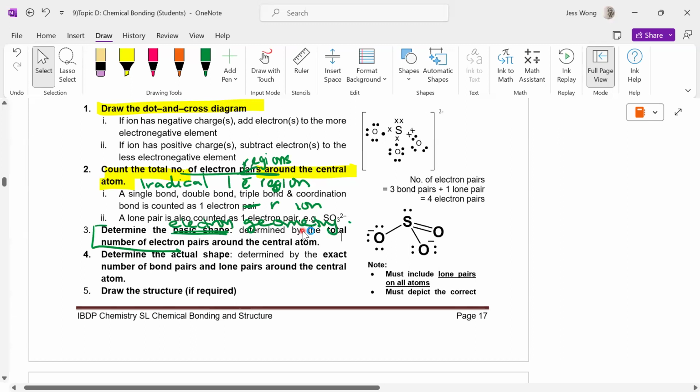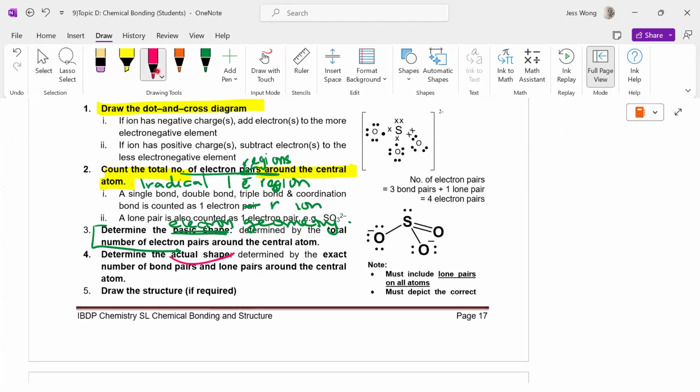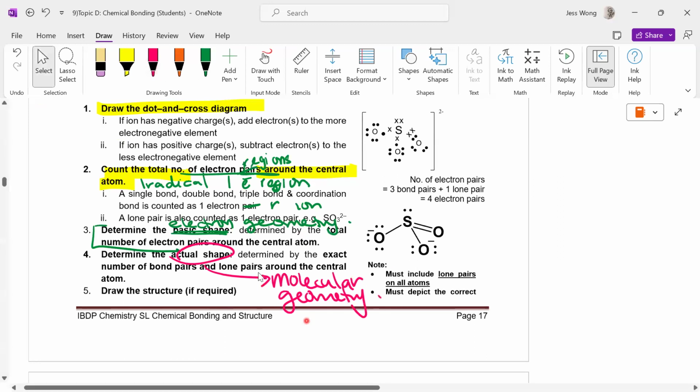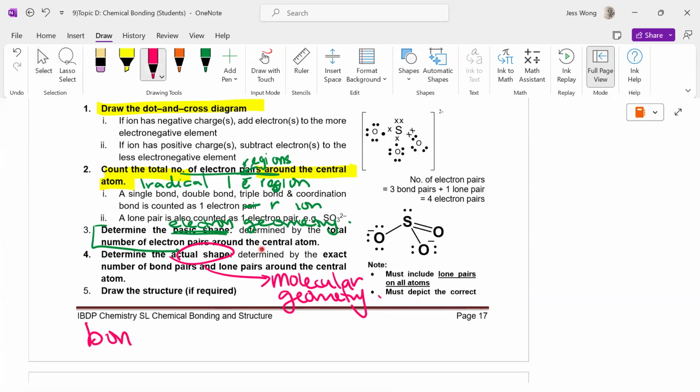Then only after you have the electron geometry do you determine the actual shape. The actual shape is known as the molecular geometry. It's what you actually see. The electron geometry is how the electron regions are arranged. The molecular geometry is how the molecule looks to you, its actual shape. Understand? All right.